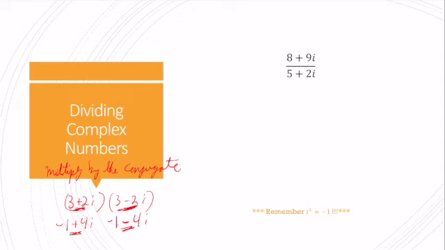So let's take a look at how this works. If I'm ordered to divide these complex numbers, I want to multiply by the conjugate of the denominator. That's really important. Multiply by the conjugate of the denominator.